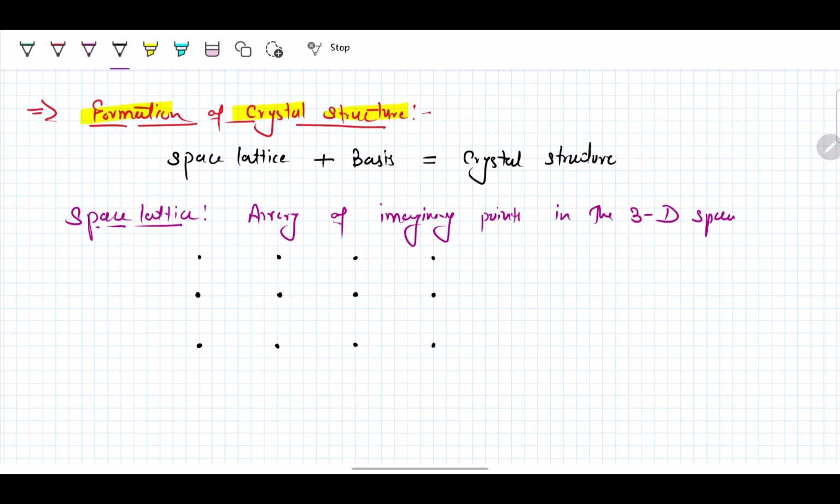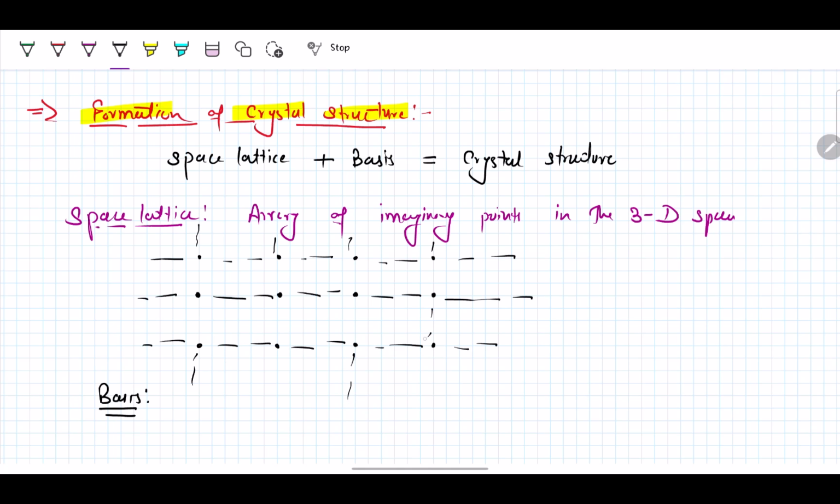And what about the basis? A space lattice is only an infinite array of points along all the directions, along the x-axis, y-axis and z-axis. But in order to obtain a crystal structure, each lattice point must be supplemented with an atom or group of atoms, and this atom or group of atoms is called the basis.